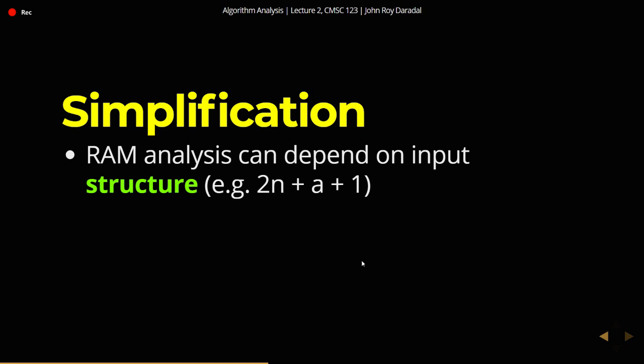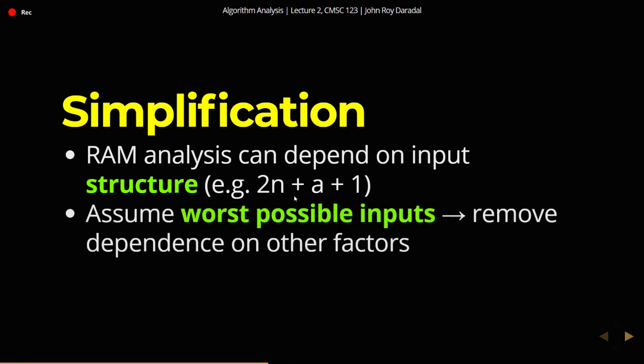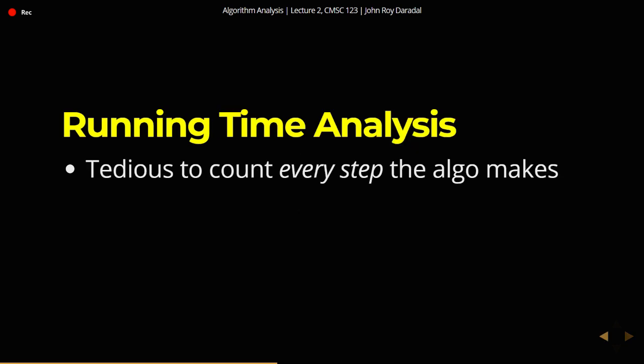So for our simplification, if our RAM analysis depends on input structure, just like what we had in our example of 2n plus a plus 1, we could assume the worst possible inputs to remove the dependence on the input structure. Okay, so we'll assume worst possible inputs. So that's the second simplification.